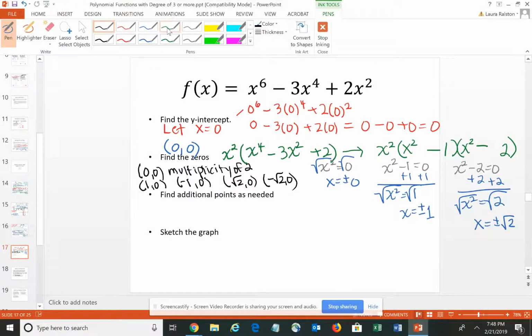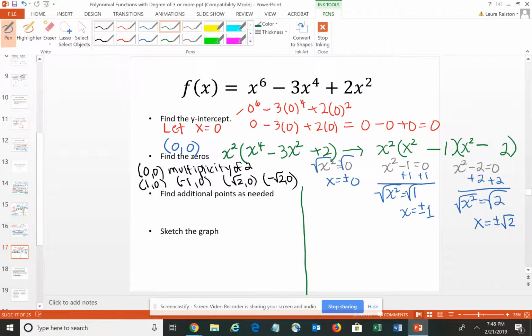And then again, we want to try to create just a really rough sketch, okay? It doesn't have to be anything super, super perfect. You could also plug it into your calculator and get a sketch. Let me see what I can do here.